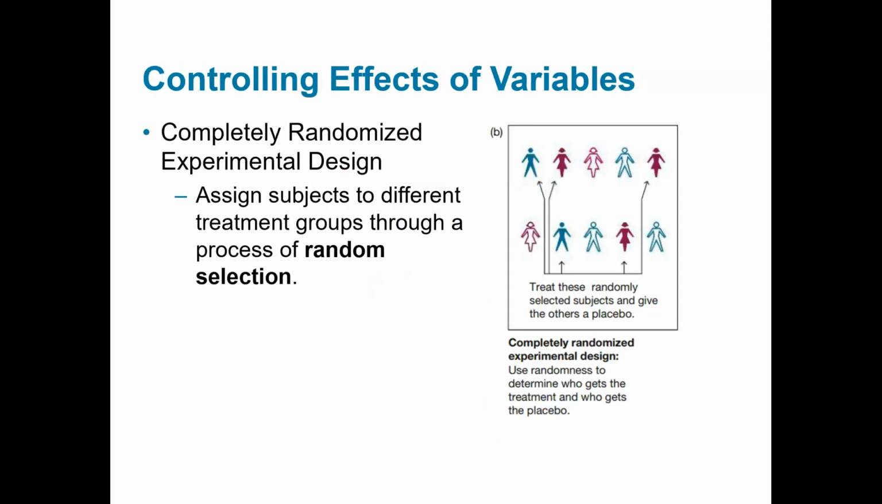If we had a completely randomized experimental design, we would assign subjects to different treatment groups through a process of random selection. And again, that was talked about in the vaccine example. So it's totally random, and so we don't know who's getting the treatment and who's getting the placebo.